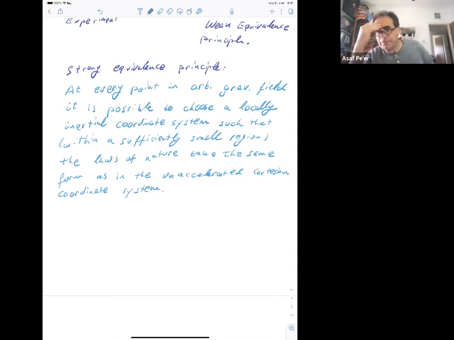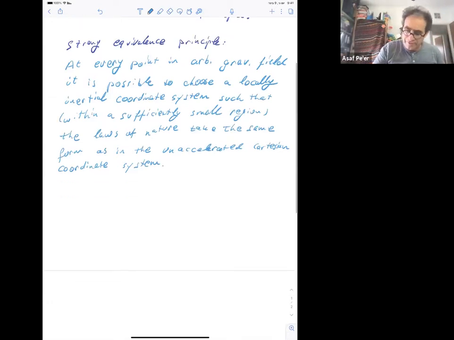And that suggests that the action of gravity is really nothing but curvature of space-time. Because if anywhere in space we can always find a locally inertial coordinate system, then what gravity really does is just change this coordinate system. It's just different coordinates in different regions, right? And that's kind of obvious, right?